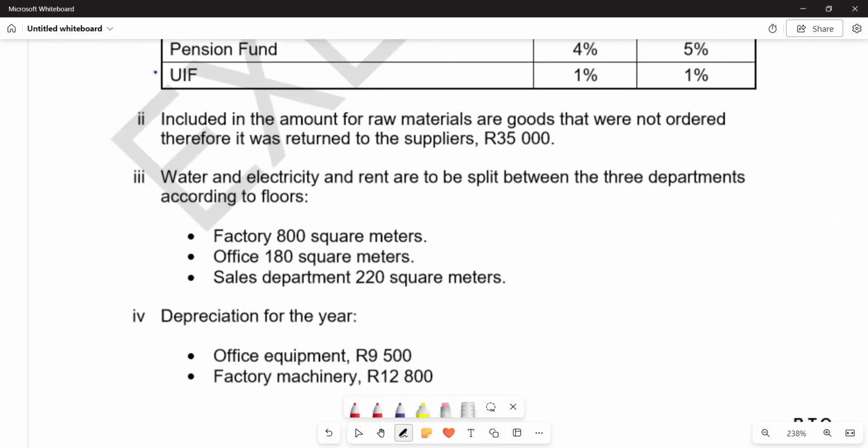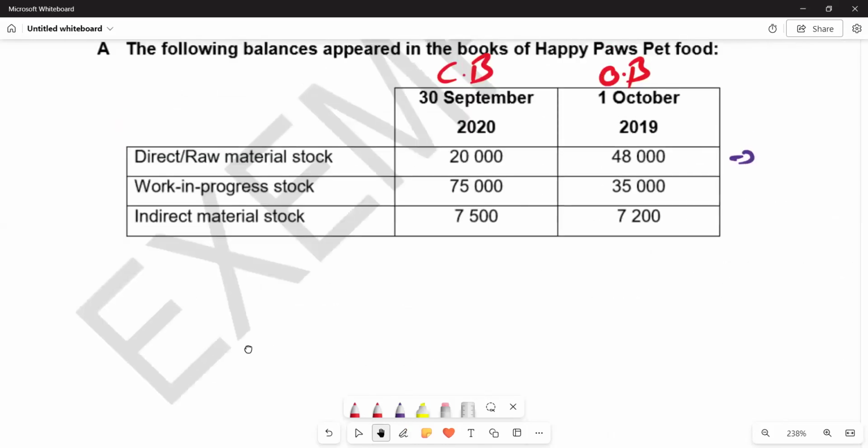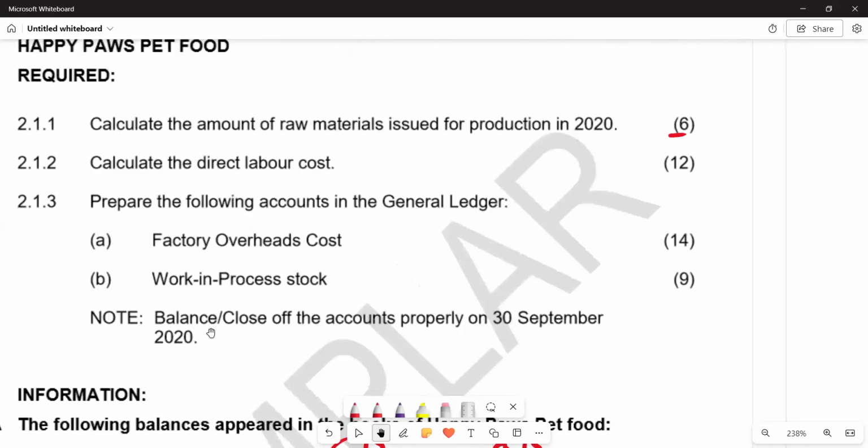So if you come to information 2, it is included in the amount of raw materials are goods that were not ordered. Therefore, it was returned to suppliers. We've got 35,000 rand. So this is representing purchases and returns of raw materials. So we're going to subtract them. And then finally, we are supposed to subtract the closing stock. Remember, we've got the closing stock of raw materials, which is at 20,000. When we subtract 20,000, with that now, we can now be able to find the figure for raw materials issued for production. So this is exactly what we have.